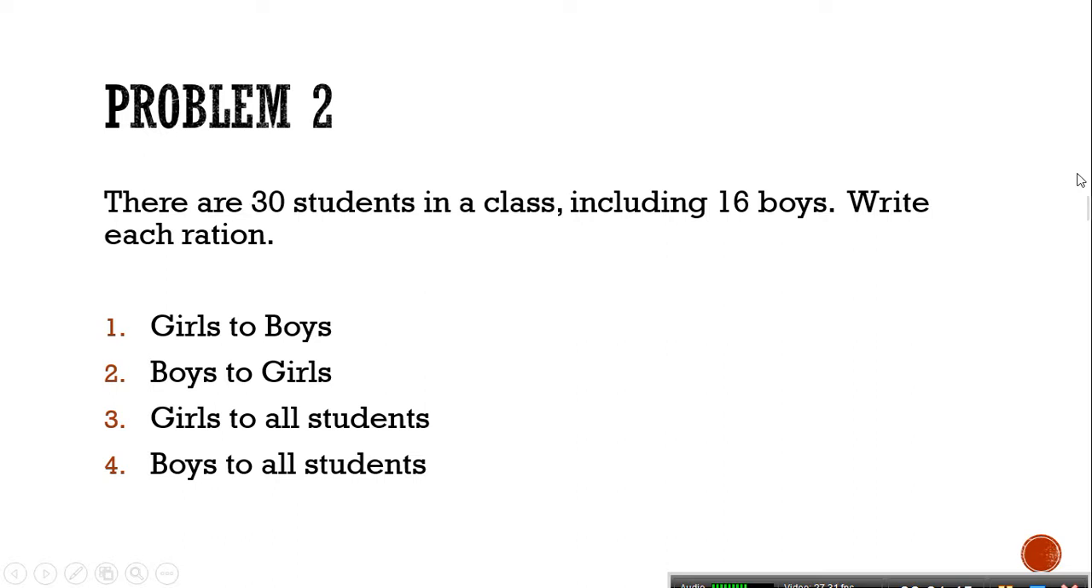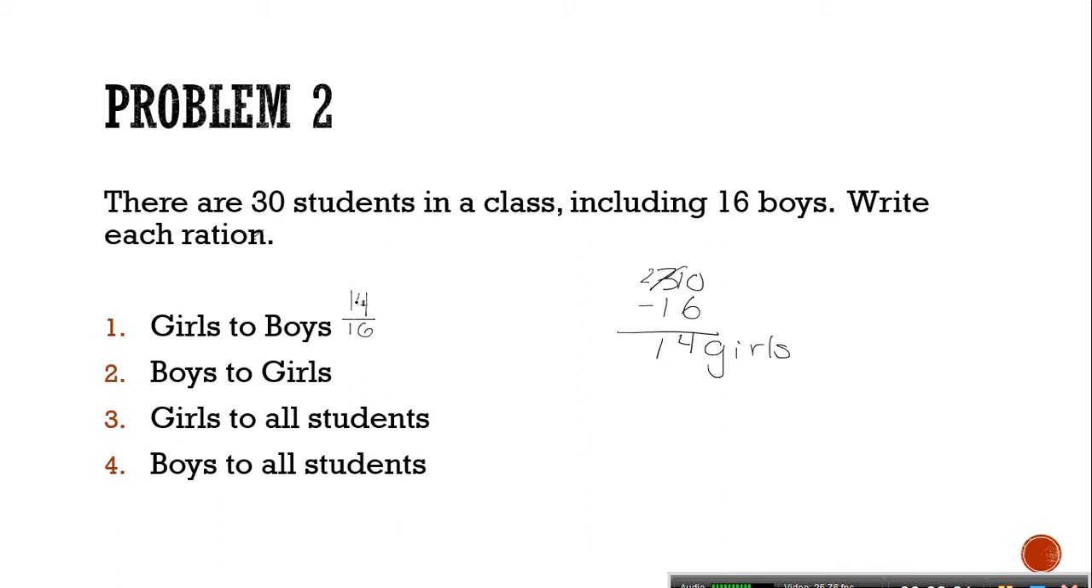Let's take a look at the next problem. They want to know there are 30 students in a class, including 16 boys. Write each ratio. So, girls to boys. We don't know how many girls there are, but we do know that there's 30 students and 16 boys. So, if I go 30 minus 16, I get that there are 14 girls in this class. So I got 14 girls to 16 boys.